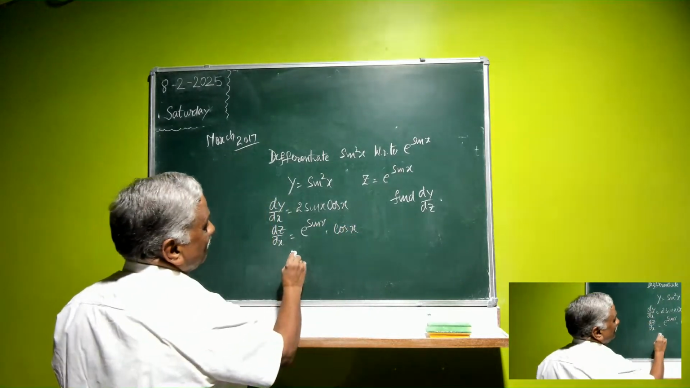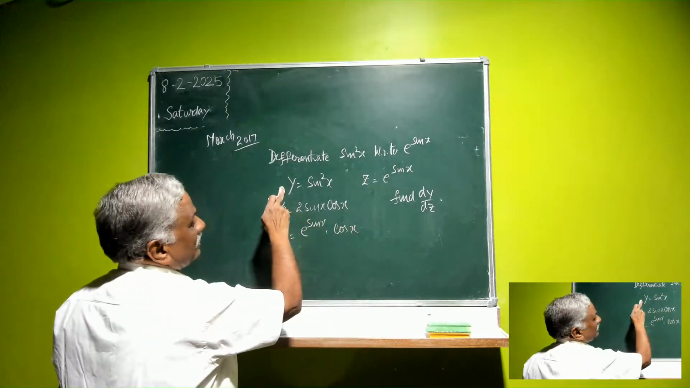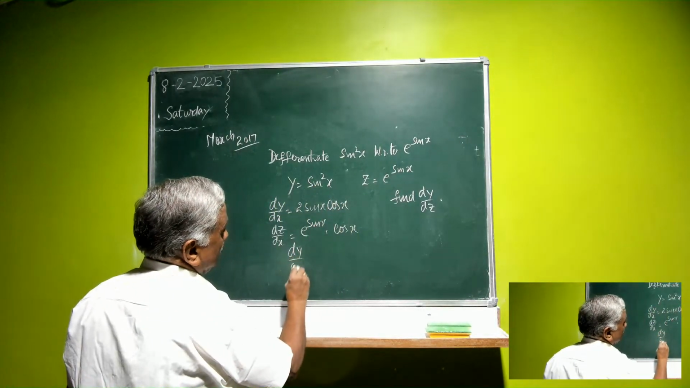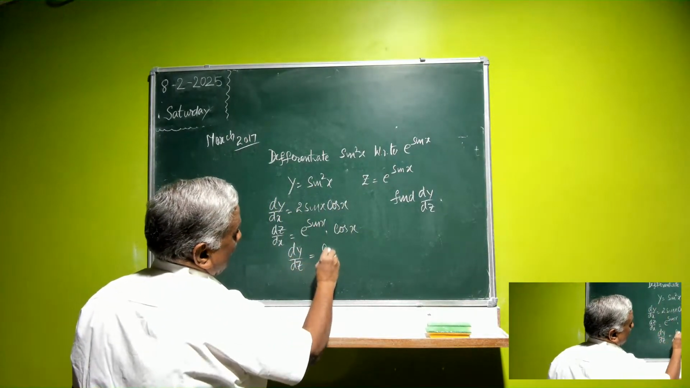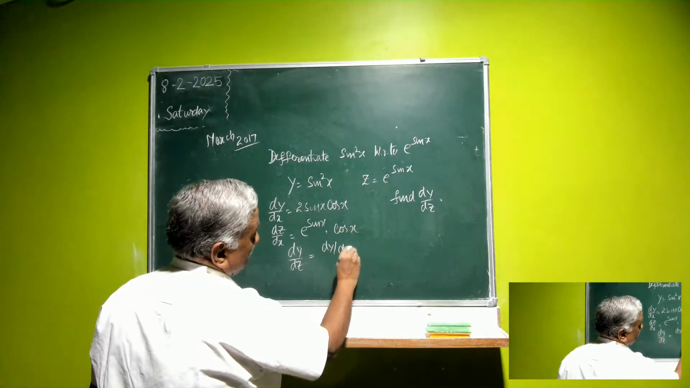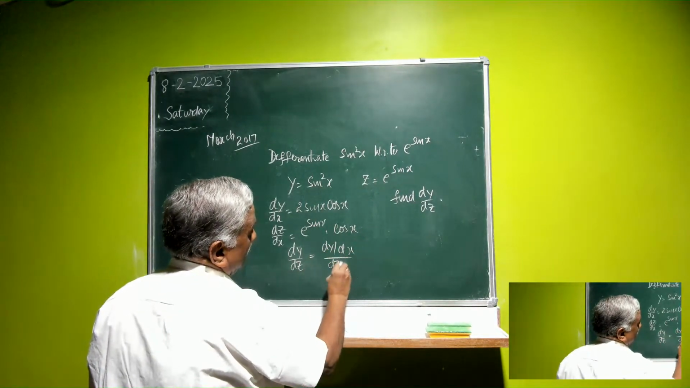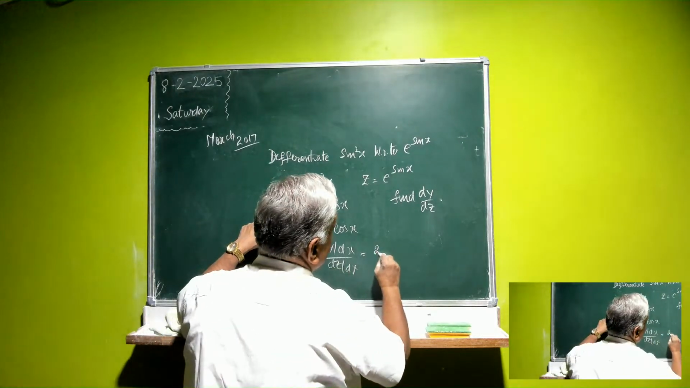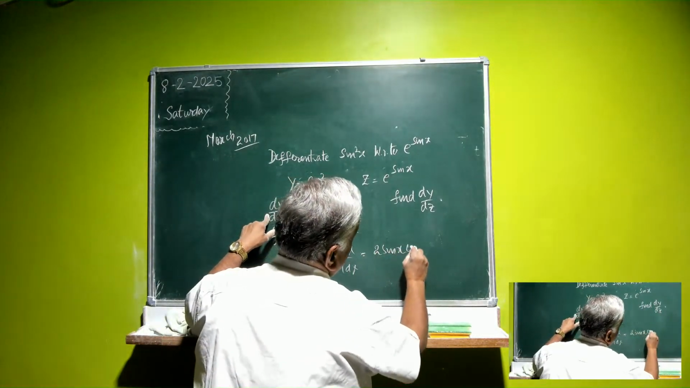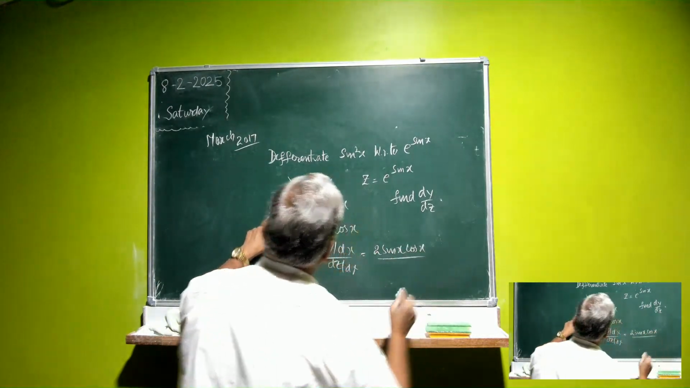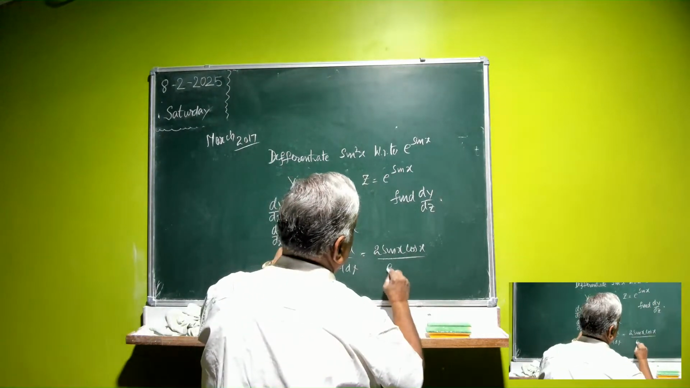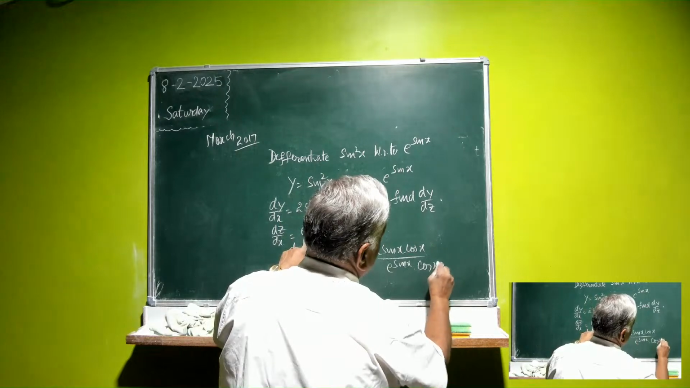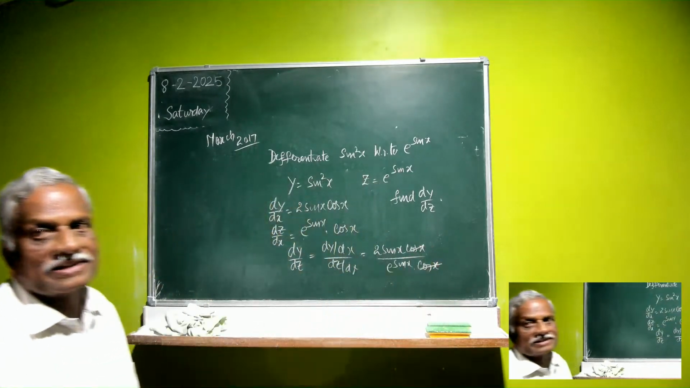So you want dy by dz, because we differentiate y with respect to z. So what is dy by dz? It is a parametric function, and you differentiate, that's all. dy by dx is 2 sin x cos x, and dz by dx is e power sin x into cos x. We cancel this and leave the answer.